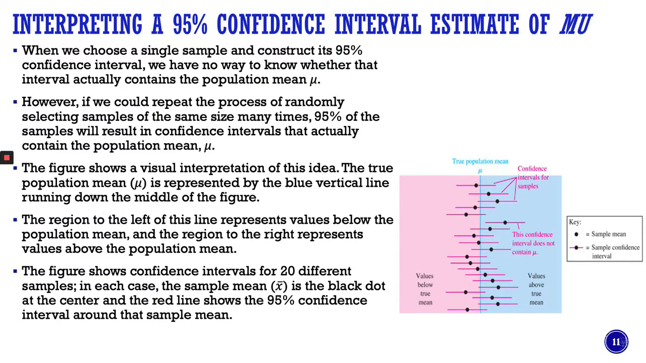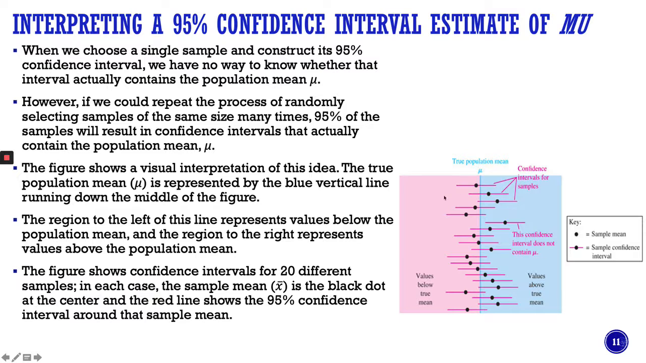The true population mean, mu, is represented by the blue vertical line running down the middle of the figure. The region to the left of this line represents values below the population mean, and the region to the right represents values above the population mean. So the figure shows the confidence intervals for 20 different samples. In each case, the sample mean, x bar, is the black dot at the center, and the red line shows the 95% confidence interval around the sample mean.